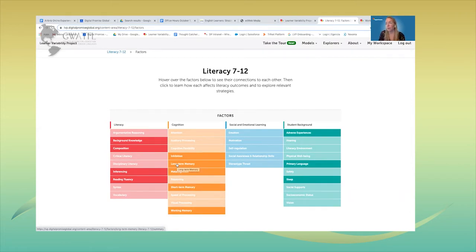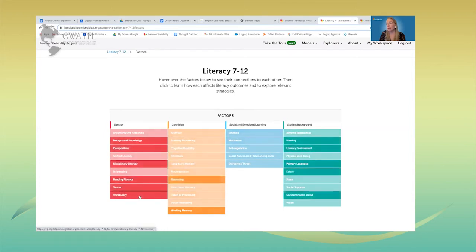And this, I think, is one of the most powerful aspects of the navigator for teachers, is understanding how, if I'm planning a vocabulary lesson, I need to consider what are some other factors like background knowledge and working memory and safety and literacy environment, how all of those things can impact how a learner experiences that lesson.